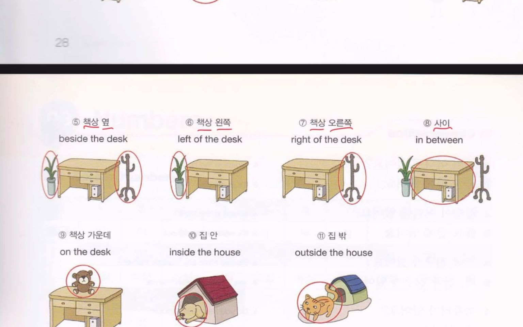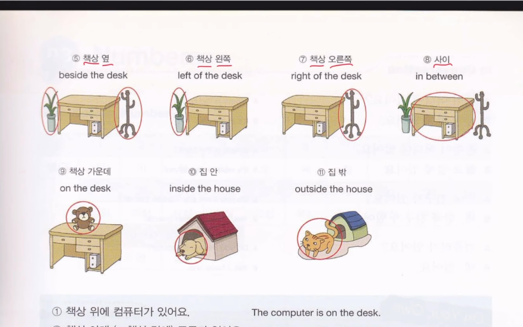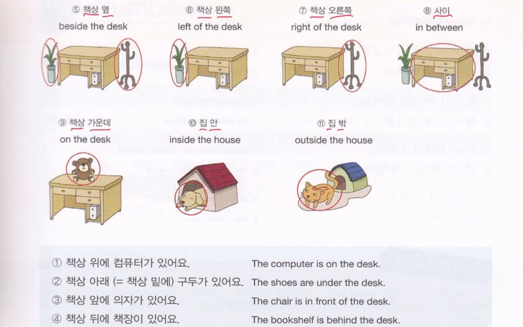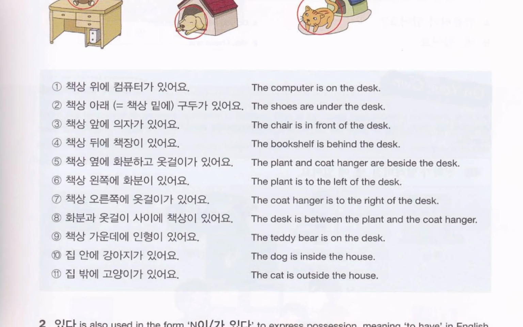Number 8. Sai. Sai is between. Number 9. Checksang kaunde. Kaunde is in the middle. Number 10. Chib an. Chib an is in the house. Number 11. Chib phak. Phak is outside the house. So there are some sentences. We read all of them to understand itta and directions more deeply.